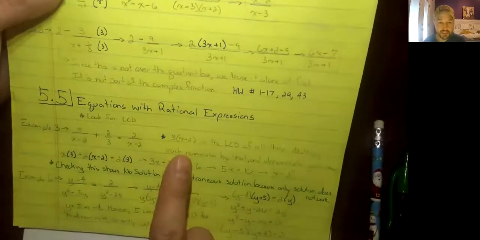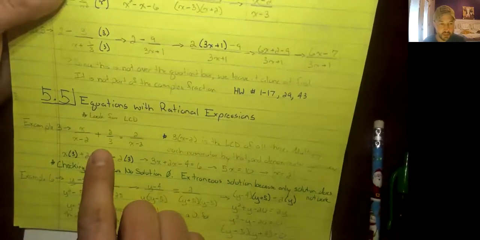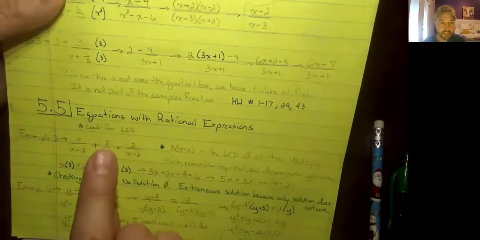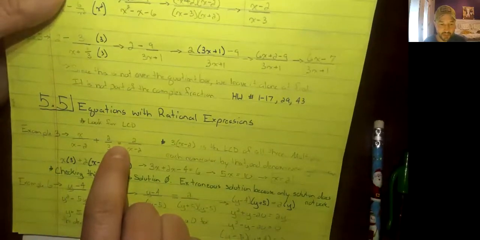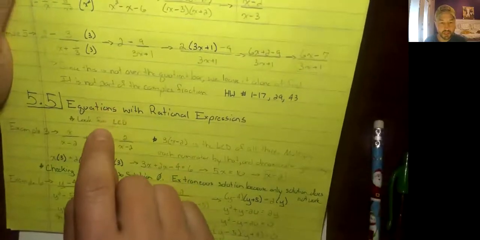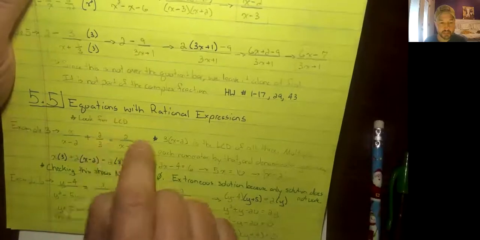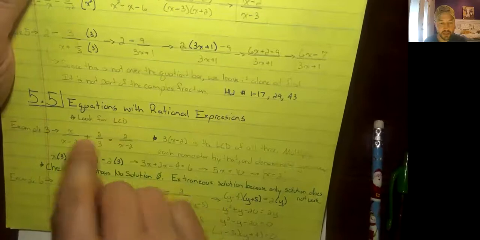Set 5.5, equations with rational expressions. Look for the LCD. What we're doing is exactly what we did in 5.4, except we have an equation now, not an expression. That was complex fractions. We were looking for the LCD just to figure out what to do to whittle it down. But now we can solve because we're setting equal. So we have fractions set equal.